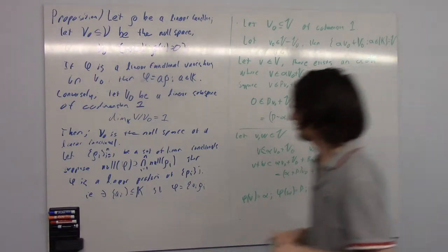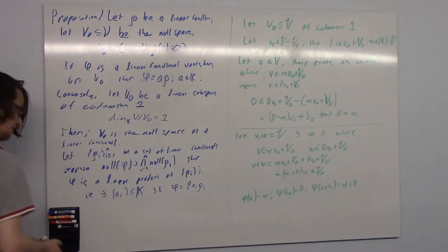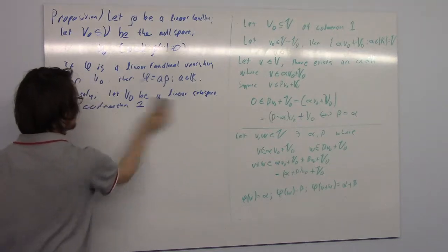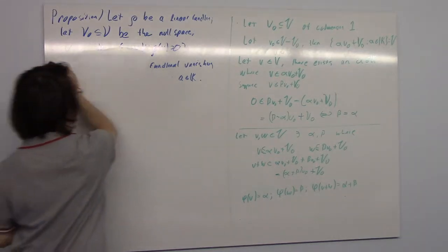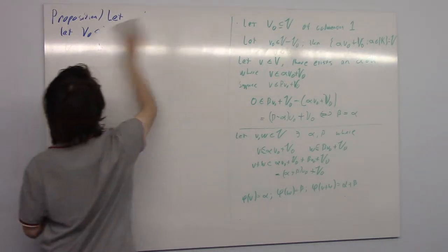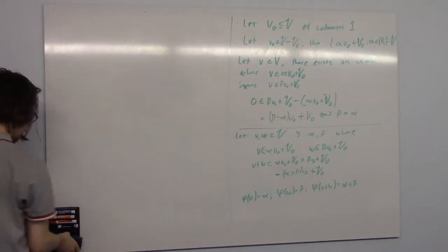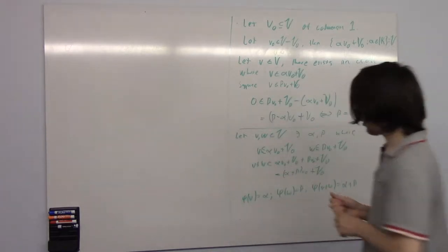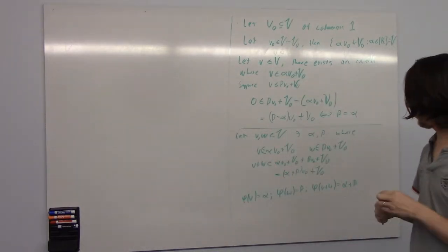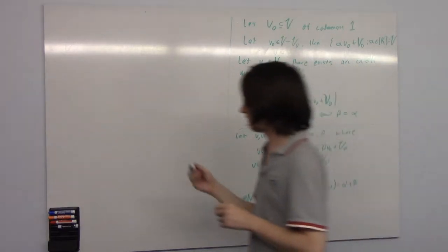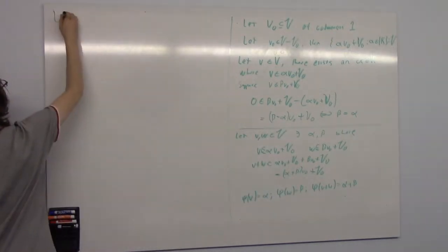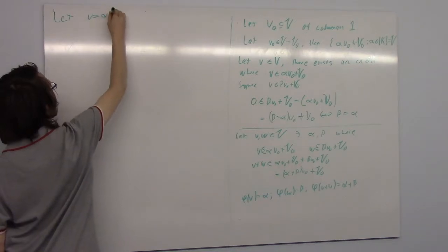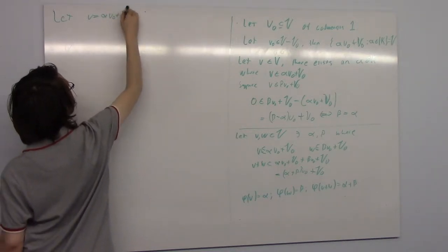Okay? That gives us the addition. I'm going to erase this, and if you want, you can come back and look at it. Now, let's take our own alpha. We're going to still let V equal alpha V naught plus V naught.